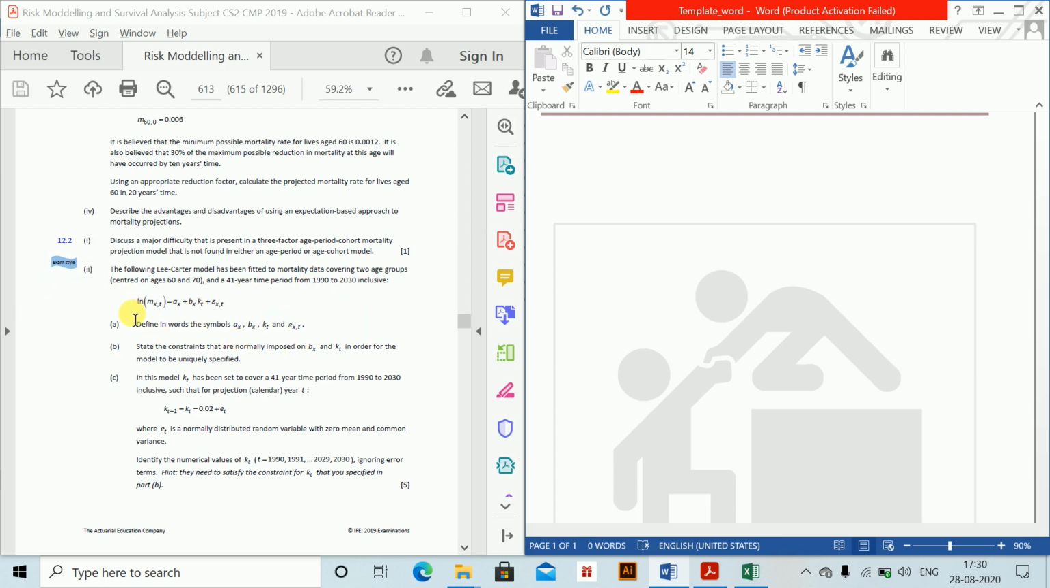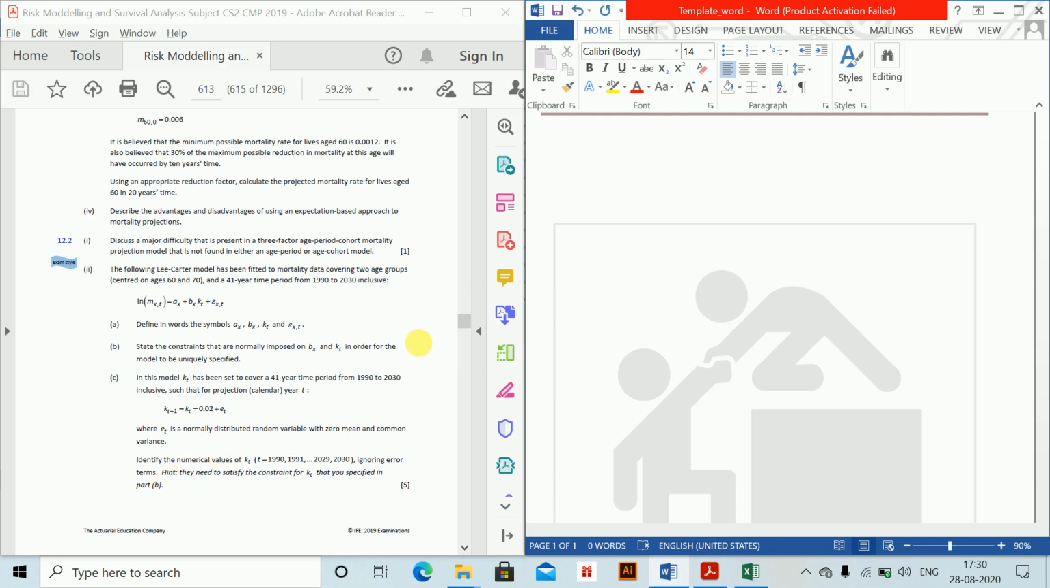The following Lee-Carter model has been fitted to mortality covering two age groups and a 41-year time period from 1990 to 2030 inclusive. Define the terms in words or symbols. Again, theory. State the constraints that are normally imposed. Theory. In this model, kt covers a 41-year time period from 1990. Identify the numerical value of kt, ignoring error terms.